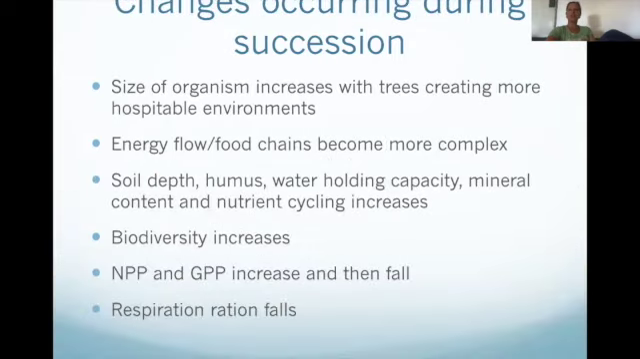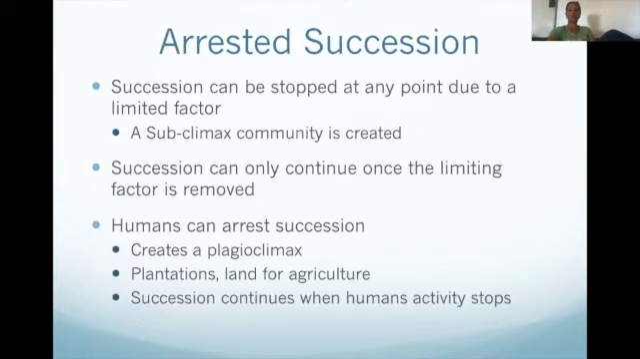So what occurs during succession? The size of the animals will increase, the size of the trees increase. Our food chains and food webs slowly become more complex. Our soil gets deeper and the humus gets richer. Our biodiversity increases. Our net primary productivity and gross primary productivity increase, but then they kind of level off. So you're going to have a spike in it and then it's going to level. And our respiration ratio falls.